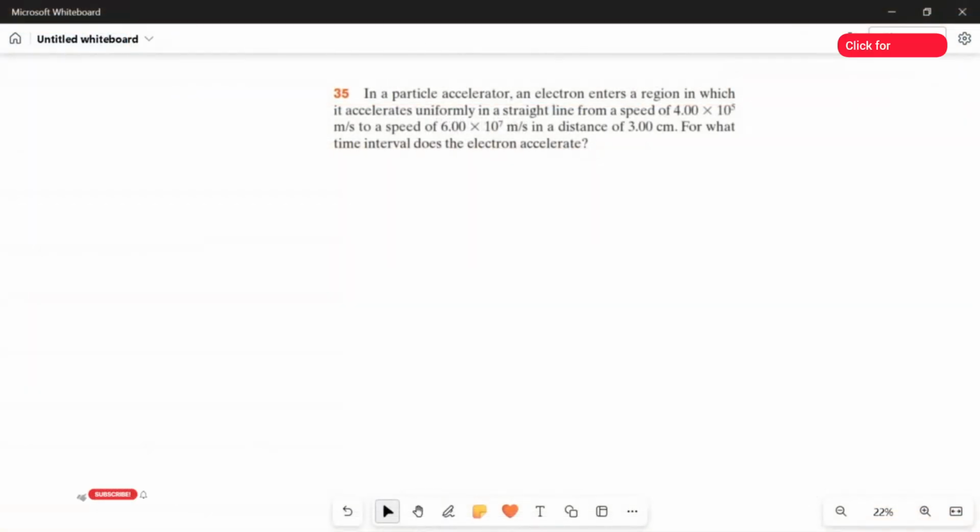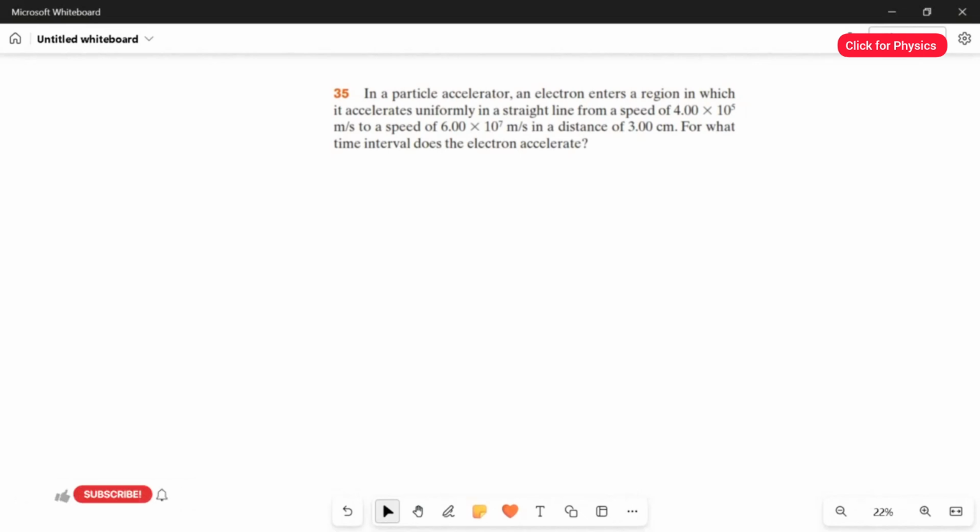Problem number 35. In a particle accelerator, an electron enters a region in which it accelerates uniformly in a straight line from a speed of 4 × 10^5 meters per second to a speed of 6 × 10^7 meters per second in a distance of 3 centimeters. For what time interval does the electron accelerate?